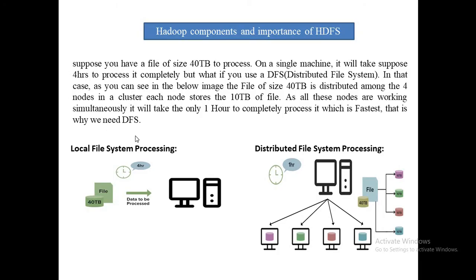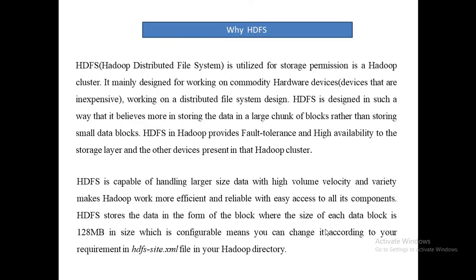Even when we are getting huge big data, whatever process we want to do and whatever we want to store, we distribute it, and all the nodes work simultaneously so that the time is reduced. Comparing the two, local file system processing will take 4 hours, while a DFS, a distributed file system, will take 1 hour.